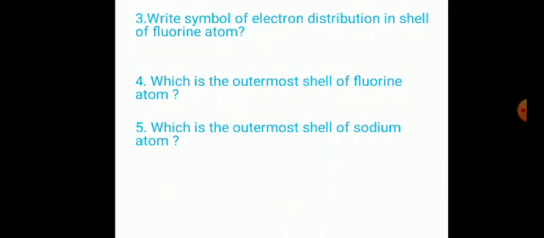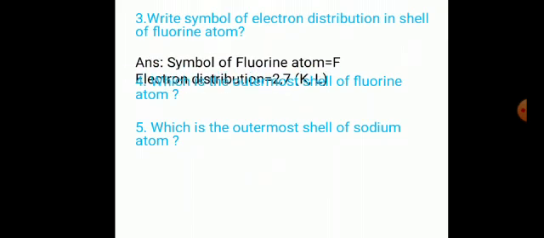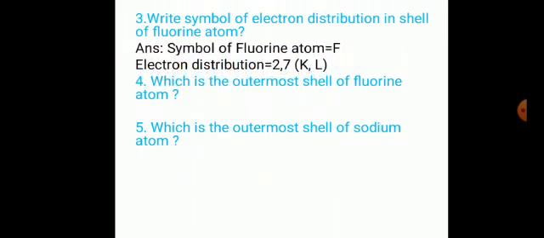Write the symbol of electron distribution in shells of fluorine atom. Fluorine atom has atomic number 9. So there are 9 protons and naturally 9 electrons. These 9 electrons are distributed like this: K shell has 2 electrons and L shell has the remaining 7 electrons. So which two shells will be there in fluorine atom? K and L. Symbol of fluorine atom is F. Electron distribution is 2, 7 and there are 2 shells present in the atom of fluorine.